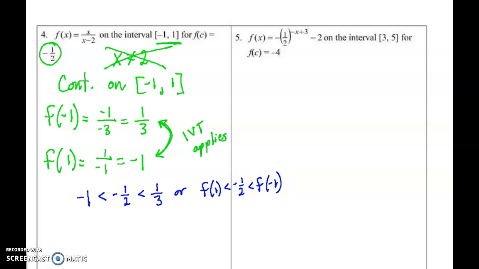Where students got marked wrong, let me write this in red, is they wrote it this way: f of negative 1 is less than negative 1/2, which is less than f of 1. Well, the problem was f of negative 1 is 1/3, and 1/3 is not smaller than negative 1/2. So as a person grading, I had to mark this wrong, even though they clearly understood everything.